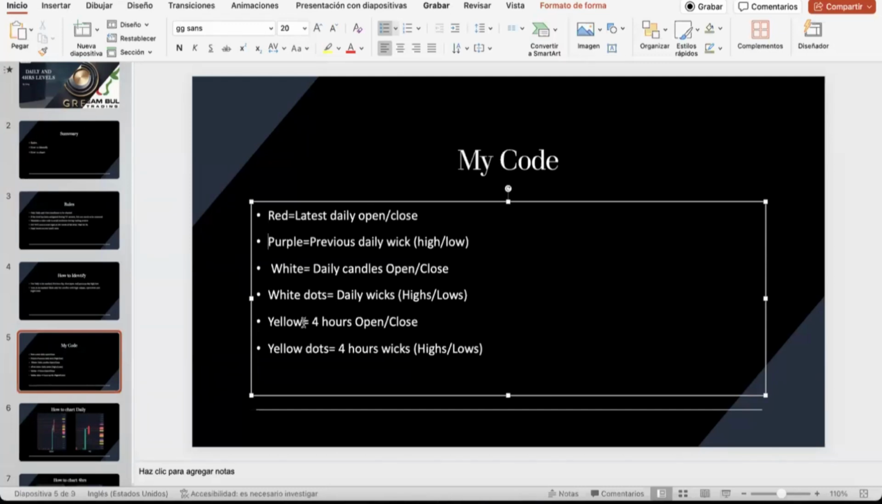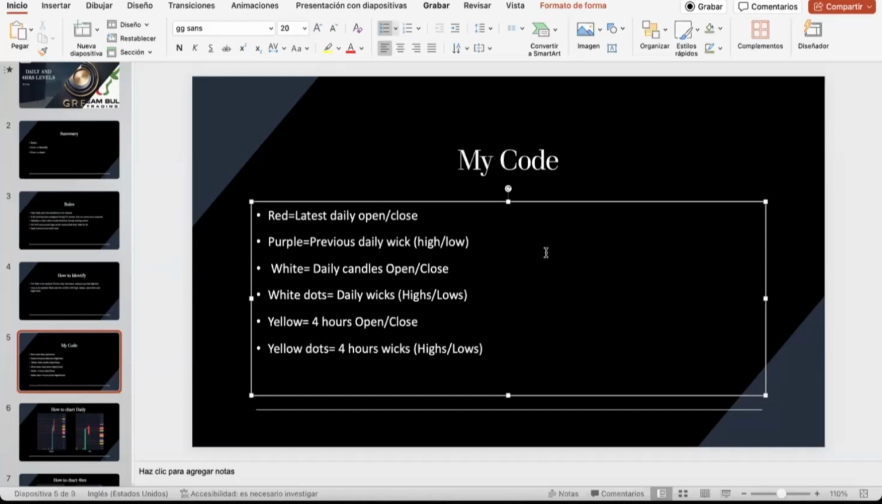Yellow, I use yellow for 4 hour open and close of high volume candles. Remember, 4 hour open and close for high volume candles. And yellow dots for the 4 hour wicks, high and low, of the same high volume 4 hour candle. Easy, easy. I don't use another color. I already know that red, purple, white are the main ones.